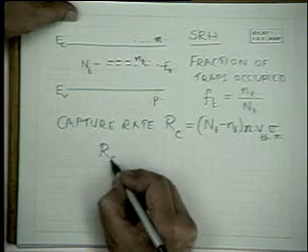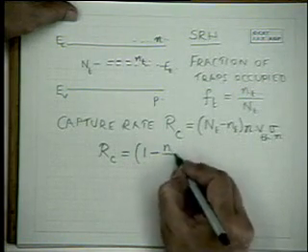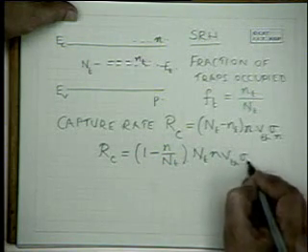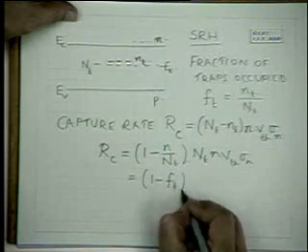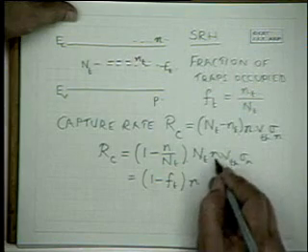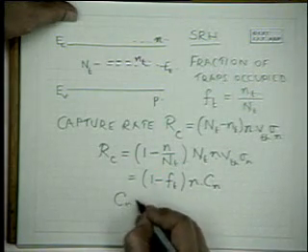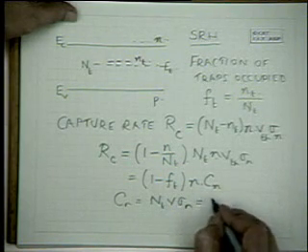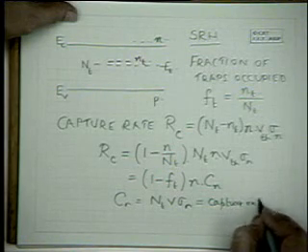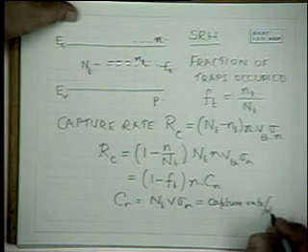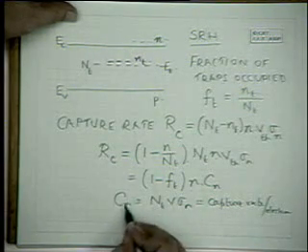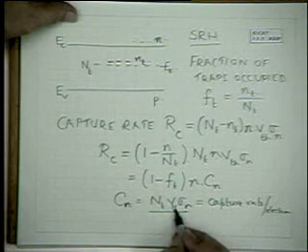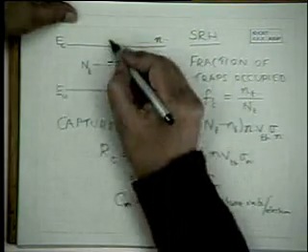So this can be rewritten as RC is equal to 1 minus nt by NT into n vth sigma n. This is 1 minus Ft into n into Cn, where we define Cn as NT vth sigma n, which is the capture rate per electron if all the traps are empty. And notice this is a property of the trap. It is the concentration of traps into the capture cross section. Okay, so that is the rate of capture.